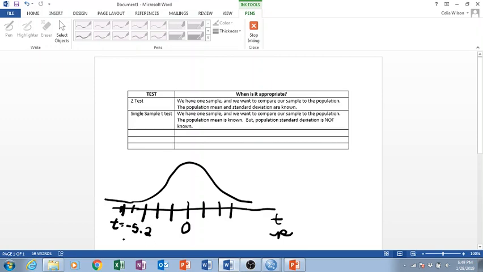And that t value corresponds to a p-value of 0.000, right? Because this axis is giving us t values, but for every t value there's a corresponding p-value. So for every t value, we know the probability of obtaining that t value. So for this negative 5.2, the p-value is 0.000.